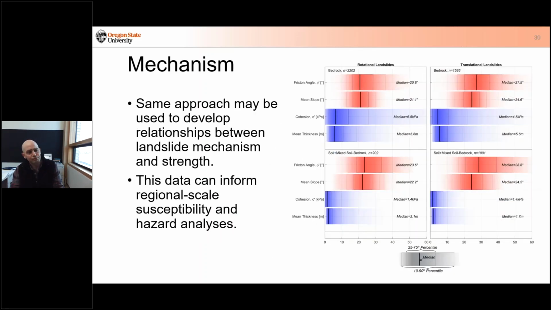We can look at mechanism. This entire inventory was classified using the Varnes classification system, the classical one. And we can look at rotational landslides, translational landslides, rock, debris. And we can see that rotational landslides tend to have smaller friction angles, both for soil as well as bedrock. They also tend to be deeper than their translational counterparts, which have higher friction angles. This kind of thing can start to help us provide uncertainty or bounds or bookends on doing susceptibility and hazard analyses at a large scale. There's so much uncertainty, but it at least provides us with a bell curve.